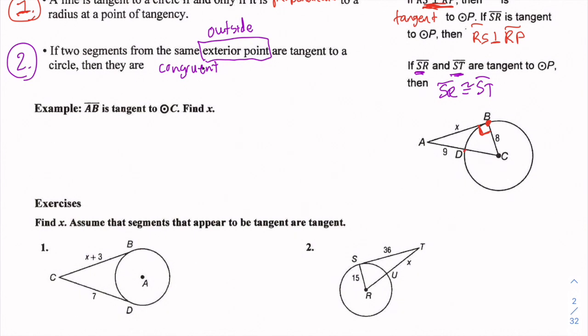So what is DC? How do we know what DC is? DC is also the radius, right? So boom, that's also 8. So now we can use the Pythagorean theorem. Keep in mind the hypotenuse is your c squared, okay?